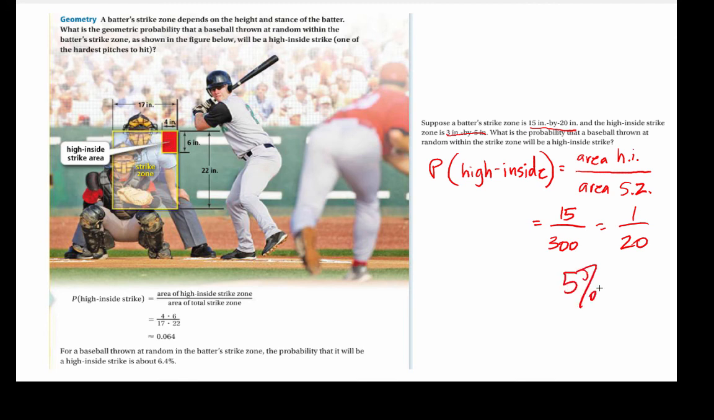Okay, so if we have these two batters, which one has a better chance of hitting the high inside strike? We could say that this first batter here has a higher likelihood that the pitcher will throw the pitch in the high strike zone area because their probability is higher. So that's a simple analysis that we could do of this situation.